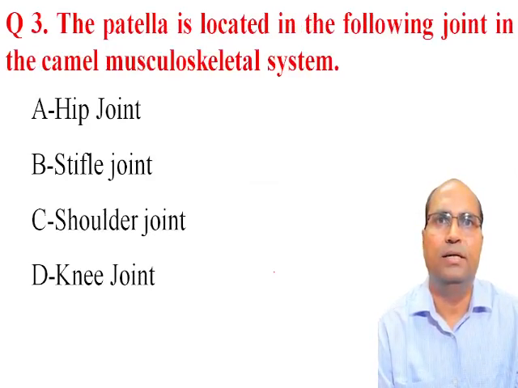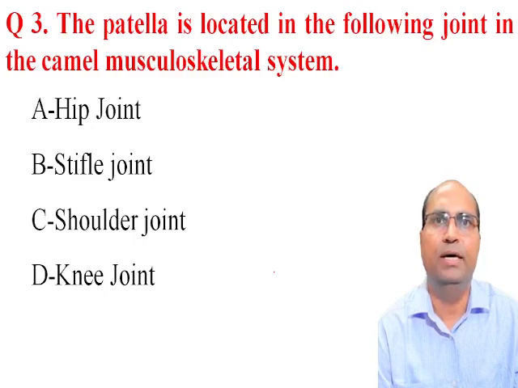Question number 3. The patella is located in the following joint in camel musculoskeletal system. Option A, hip joint. Option B, stifle joint. Option C, shoulder joint. Option D, knee joint.